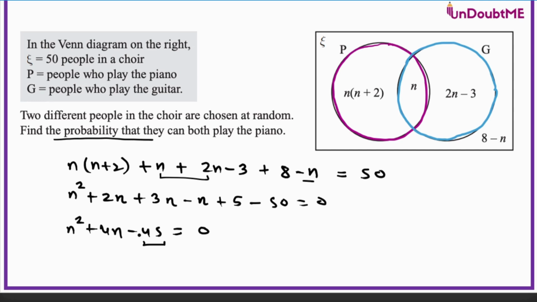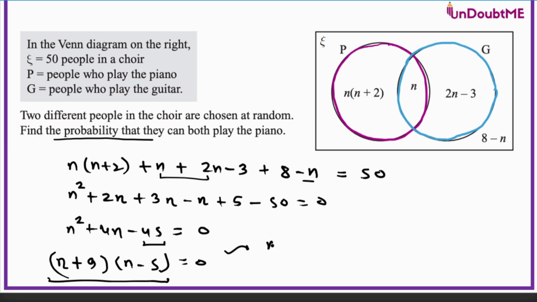45 means 9 and 5, so it will be n minus 9 and n plus 5. Now here we need to just check once. We need plus 4n, so it should be n plus 9 and n minus 5. Product of 9 and minus 5 will be minus 45, and 9 minus 5 will be plus 4n. I hope that you are already aware of quadratic factorization. If not, then make sure that you know that, then you'll be clear with what I did over here.